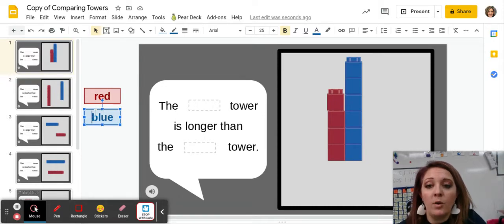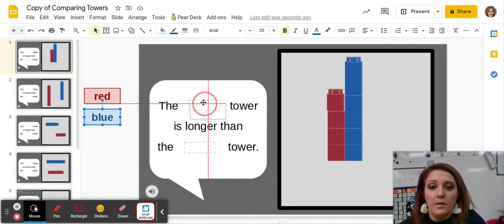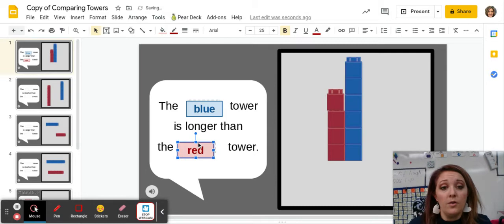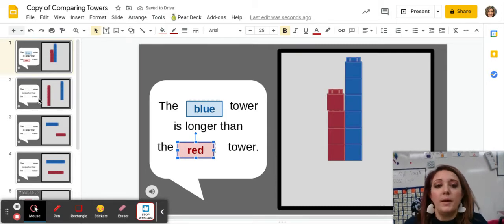So I'm going to move my word blue here. The blue tower is longer or taller than the red tower. There we go. All right. So the blue tower is taller than the red tower. Let's look at the next one.